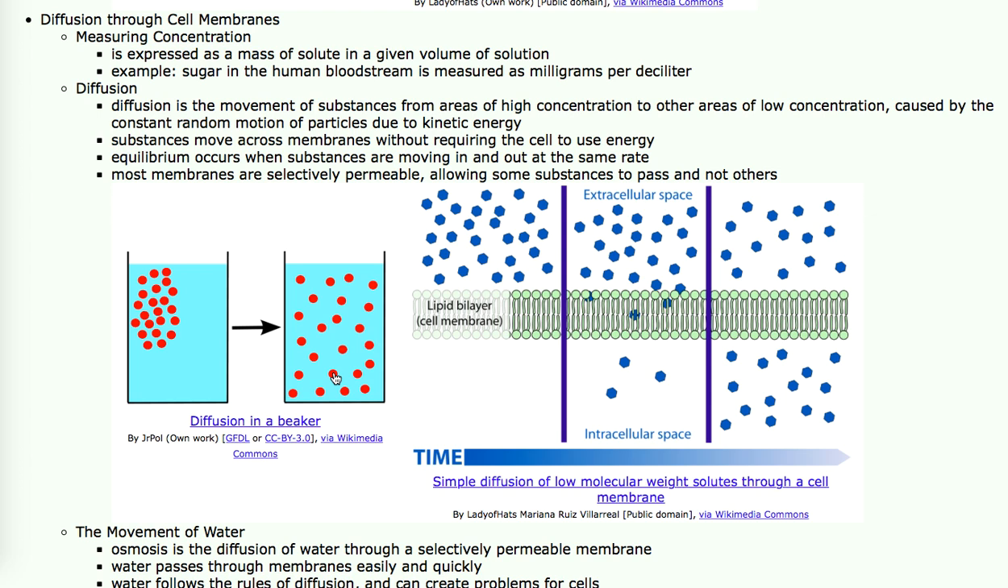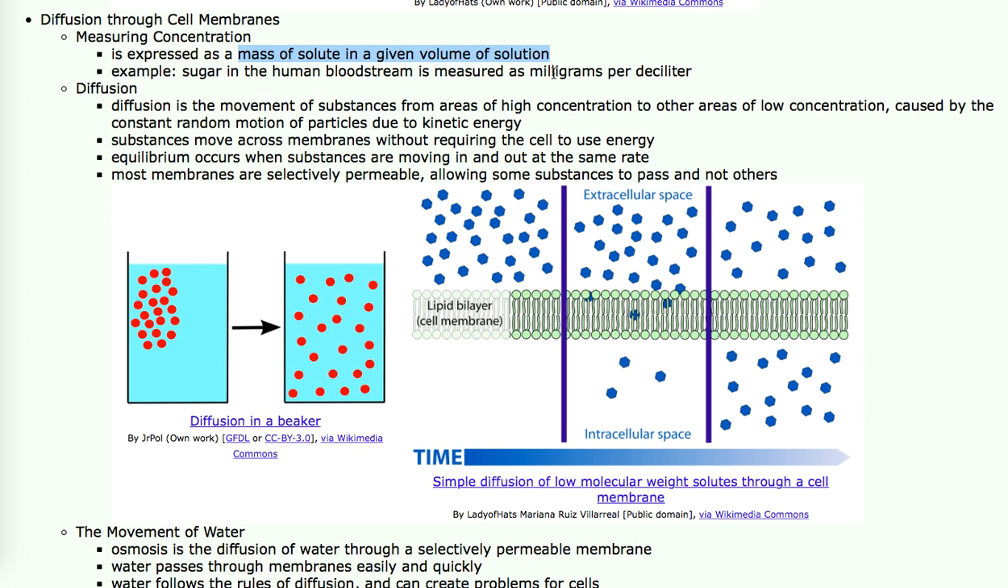We call that diffusion. If you wanted to measure concentration, that you did last year, that's the mass of a solute in a given volume of solution. For example, sugar in the human bloodstream is measured as milligrams per deciliter. That's an important thing to determine whether or not you have diabetes. Whenever you get a physical and blood is taken, they measure your sugar in milligrams per deciliter to make sure that your blood sugar is at the right level.